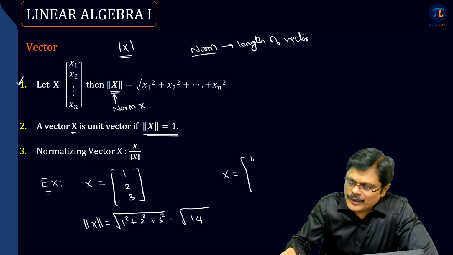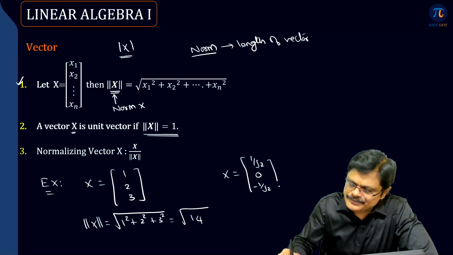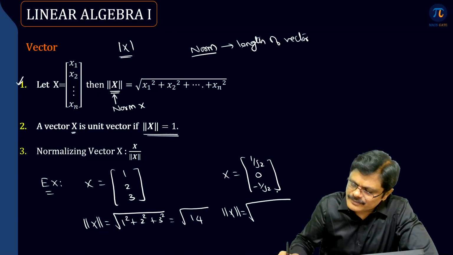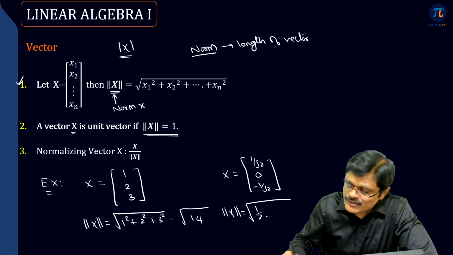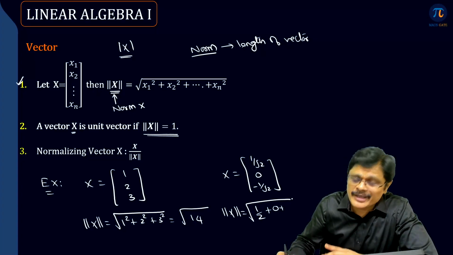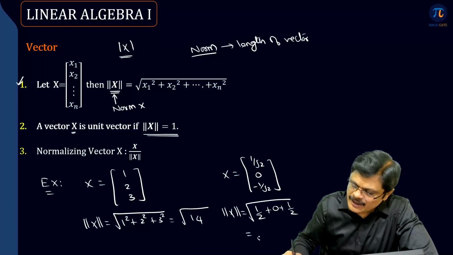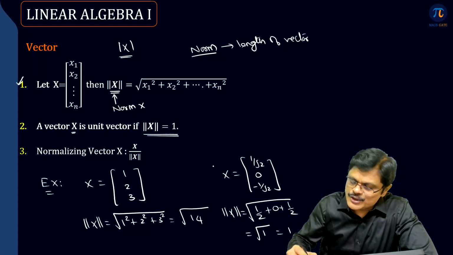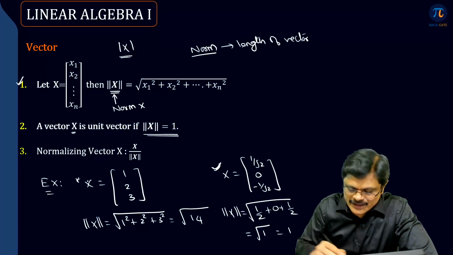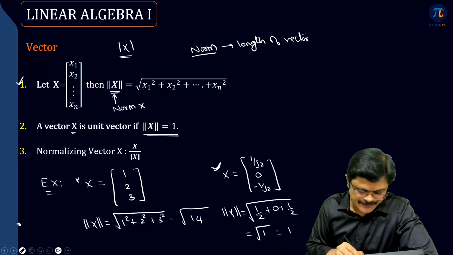Okay. Now, look at this: 1 by root 2, 0, minus 1 by root 2. What about the length of this particular vector? 1 by root 2 whole square, that is 1 by 2. 0 square, that is 0. Minus 1 by root 2 whole square, that is 1 by 2, which is nothing but under root 1, that is 1. So this is a unit vector, but the previous one is not a unit vector.